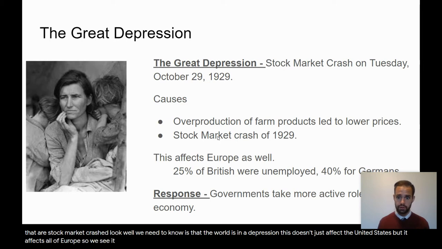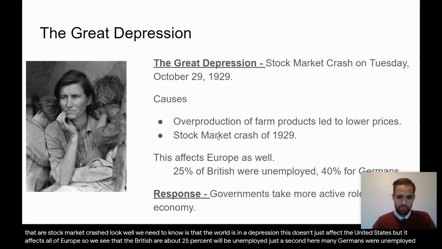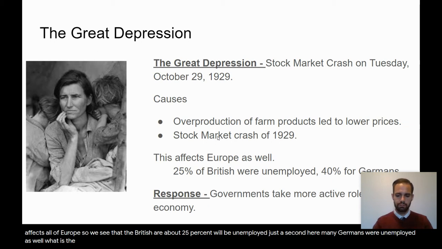So we see that the British, about 25%, will be unemployed. Germany, we're going to talk about a lot in just a second here. Many Germans were unemployed as well. What is the government response? Well, the government response was to take a more active role.